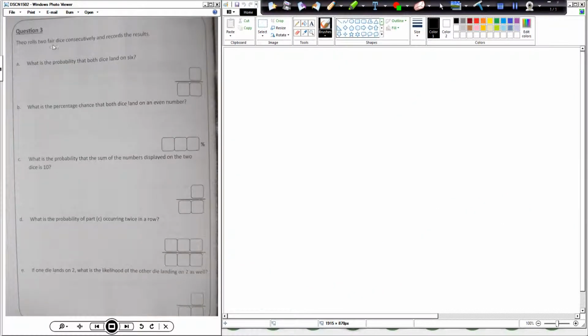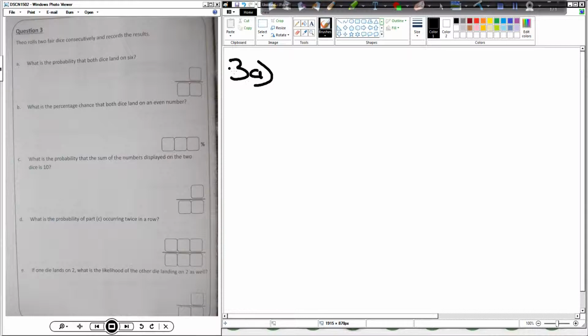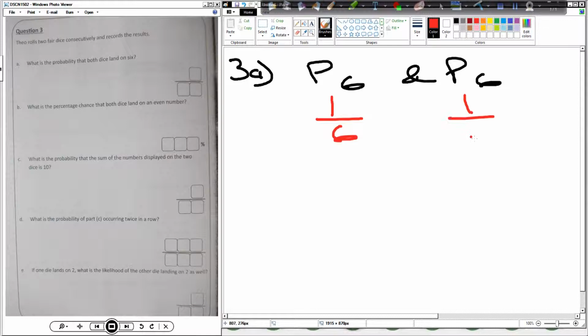Okay, question number 3, folks. Theo rolls 2 fair dice consecutively and records the results. What's the probability that both dice land on a 6? So let's have a look at the technique. I don't want the answer at the moment. I want the method, Faisal. So we have the probability of the first one landing on 6 and the probability of the second one landing on 6. So, probability of the first one landing on 6 is? 1/6. And the second one? 1/6. These are called independent events. They're not dependent. And what does 'and' mean? Times. And what's 1/6 times by 1/6? 1 over 36. Times the top, times the bottom. Job done. So the first answer is 1 over 36.